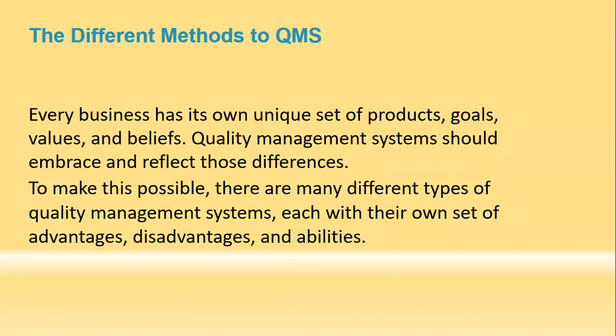Right? Different methods of QMS. There are various methods for QMS. Every business has its own unique set of products, goals, values, and beliefs. Quality management systems should embrace and reflect those differences. Right? To make this possible, there are many different types of quality management systems, each with their own set of advantages, disadvantages, and abilities. And some of the standard systems we'll see here.